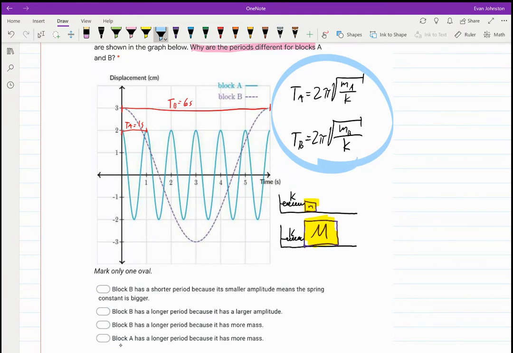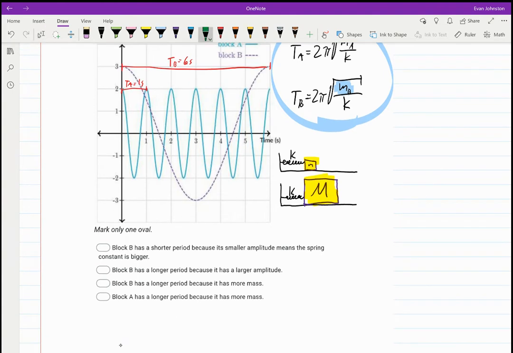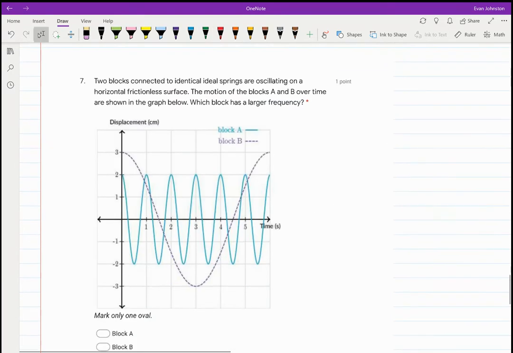Well, because block B has such a small period, block B must have just an utterly massive mass, right? So it turns out that for block B to have such a larger period, it has to have more mass. Or in other words, block A has to have a smaller mass. So we're looking for either of those answers. I see block A has more mass. That's not true. We said it has to have less mass. Block B has more mass. So there we are. And now this one.